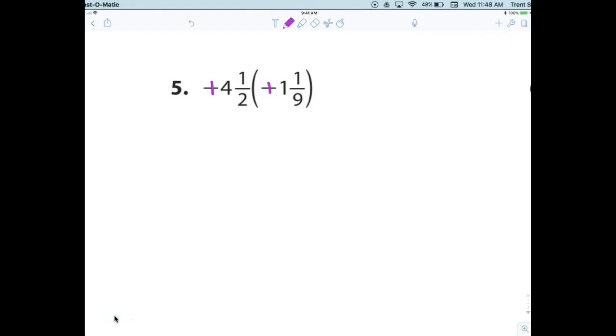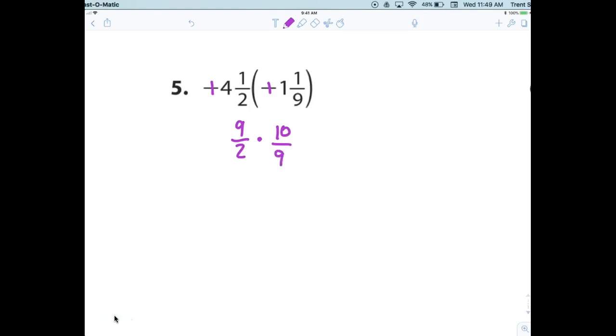That's correct. So basically you're saying you change it from a mixed to an improper. Yes, change mixed to improper. So 4 1/2 you should write as what, Diesel? You should write it as 9 over 2. Beautiful. Times is a dot. And then the other one is what? 10 over 9. Exactly. 10 over 9.